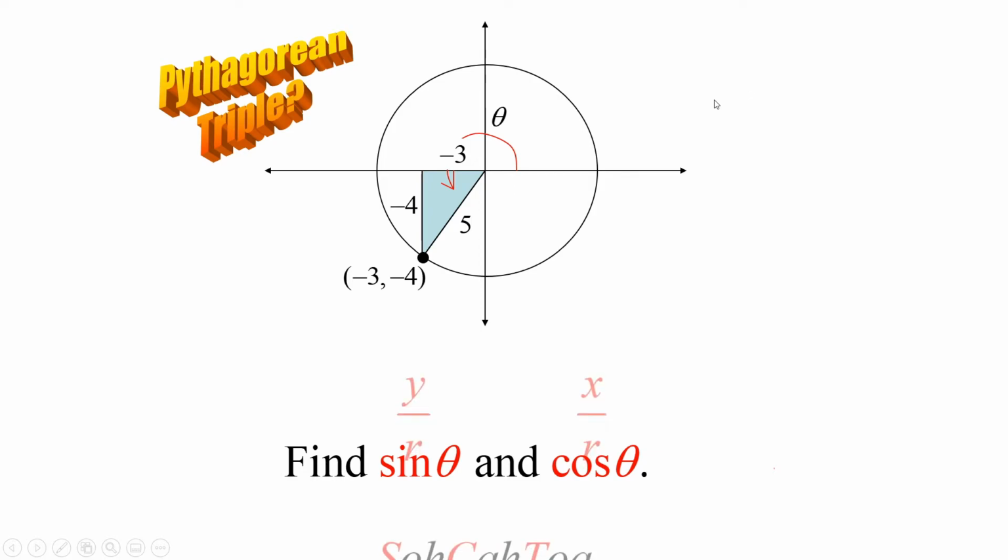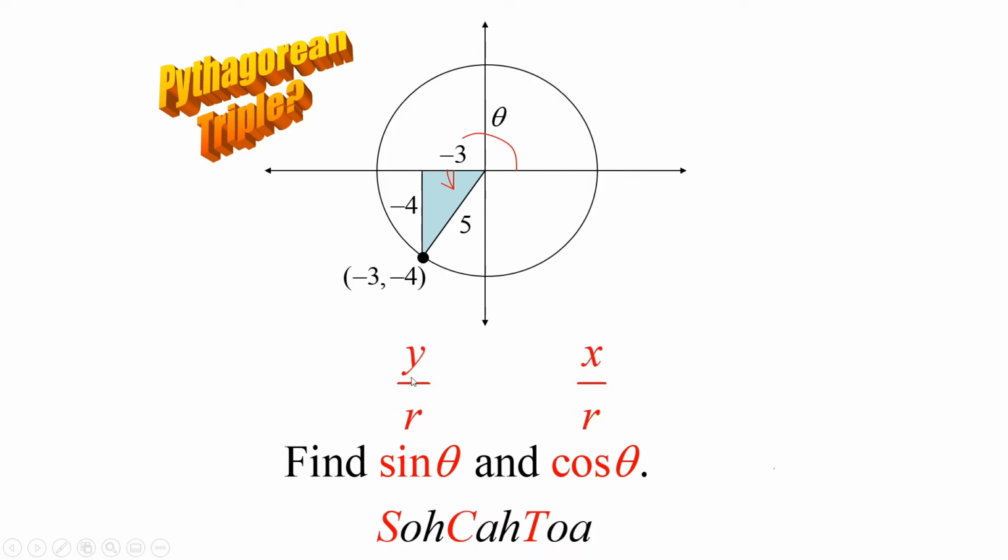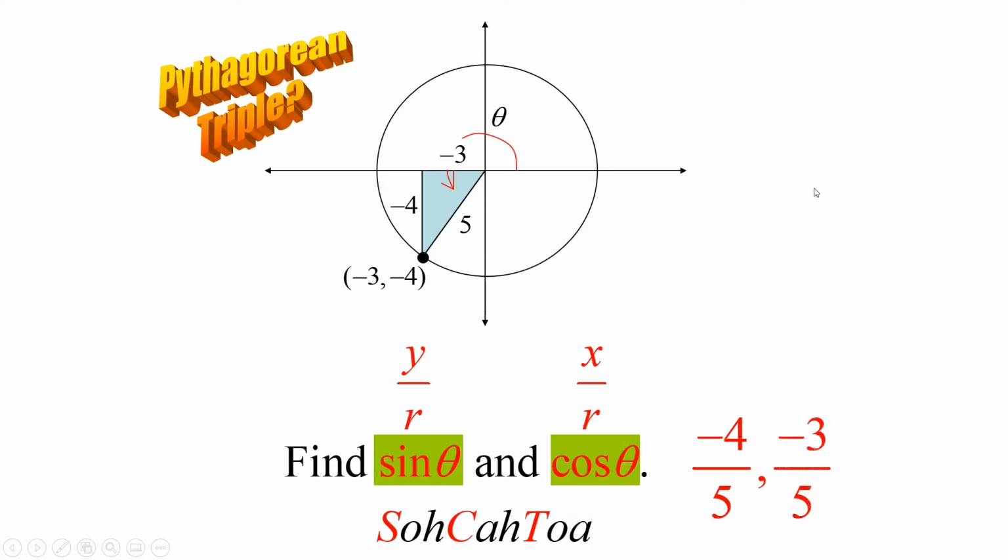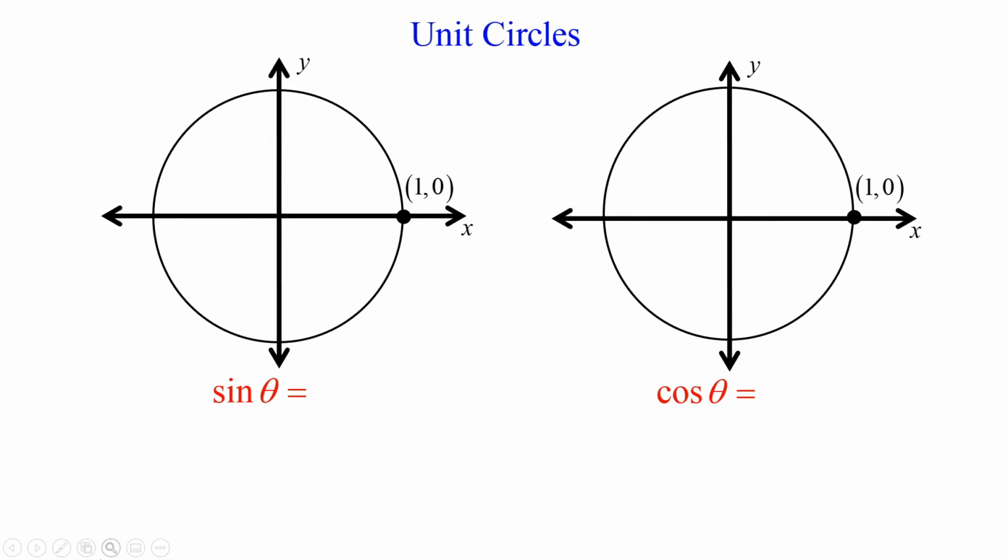So, again, sine of theta is y over r. Cosine of theta is x over r. So, sine of theta, well, the y coordinate, -4 over 5. And cosine of theta, the x coordinate, -3 over 5, x over r. And there you have it. Isn't that cool?